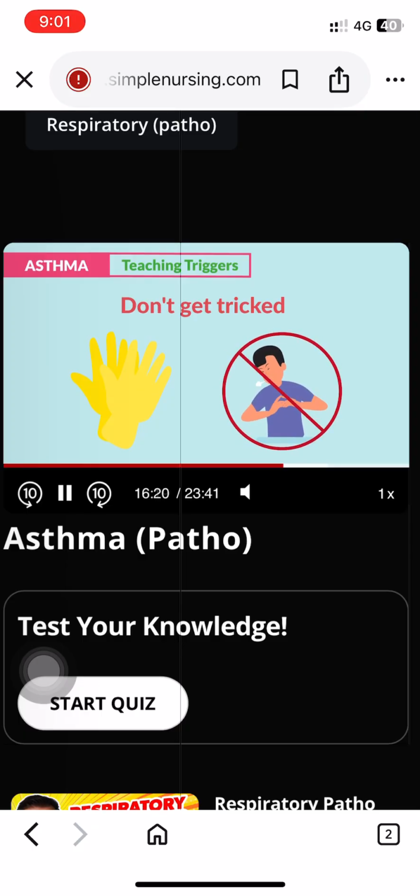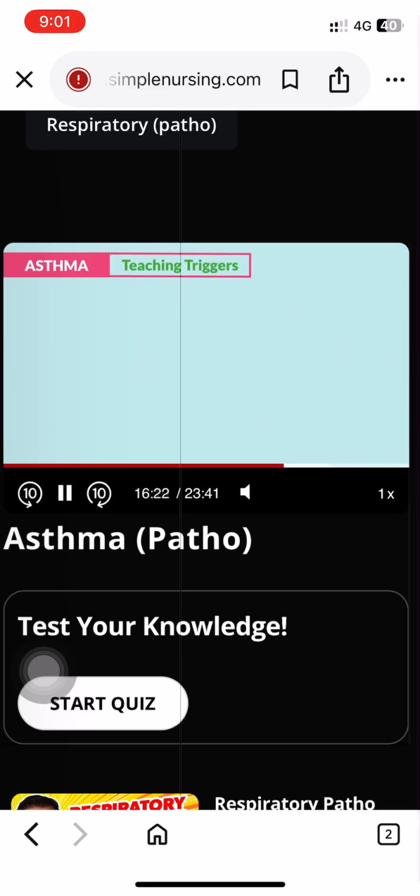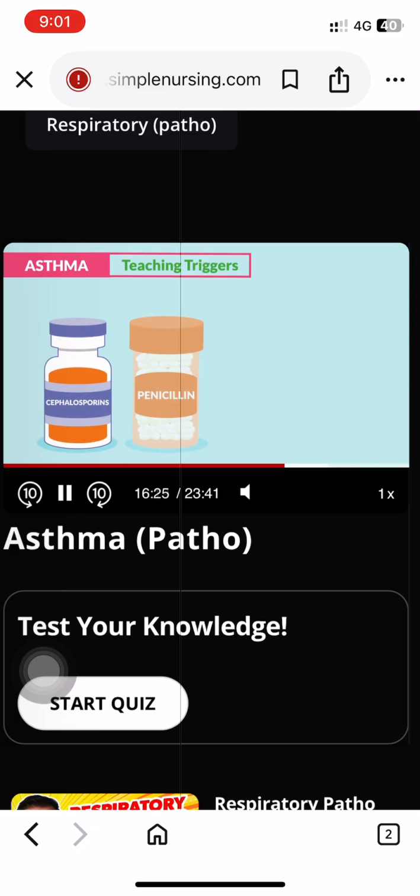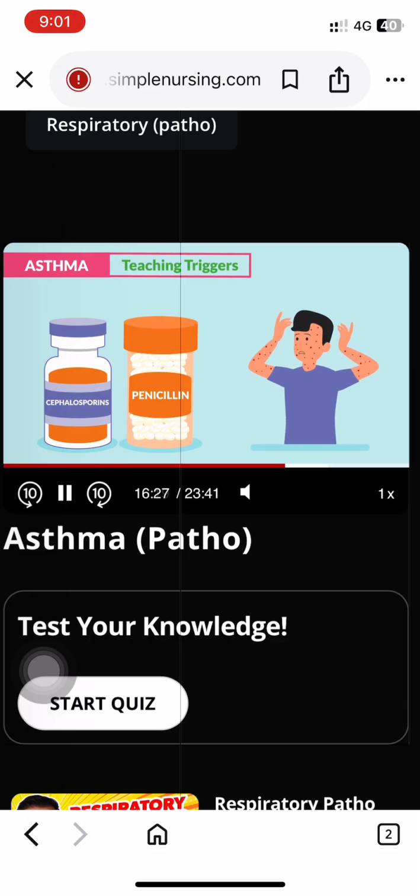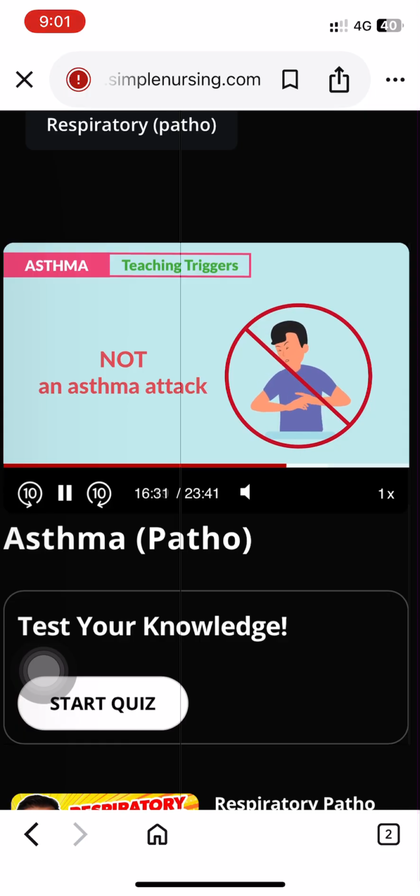Latex does not trigger an asthma attack, and neither does antibiotics like cephalosporins or even penicillin. These guys cause other allergic reactions, but not an asthma attack specifically. Many students chose this on a few different question banks and got this wrong.